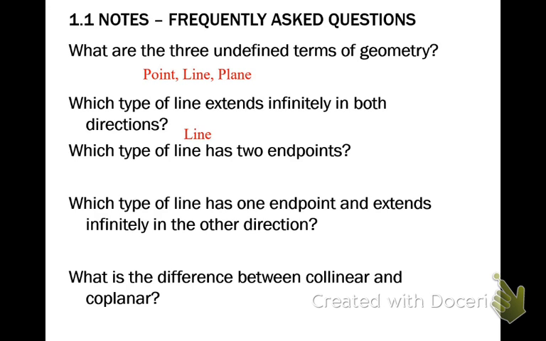The third, which type of line has two endpoints? So this means it has a beginning, and I'll draw it, a beginning. Sorry, it's 6 a.m. A beginning, and then it has an end. So two endpoints would make it a line segment.